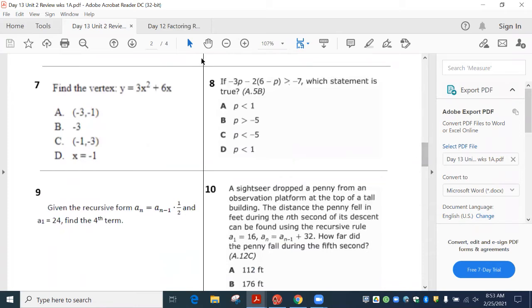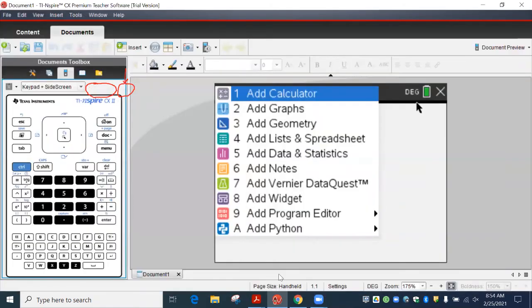Number 7. Okay, so two things here. First off, we have a keyword here, vertex. But then they don't give me a picture, they give me an equation. So we have a rule in this classroom. When you see y equals, we plug it into the calculator every time. All right, so we're going to go to our calculator.